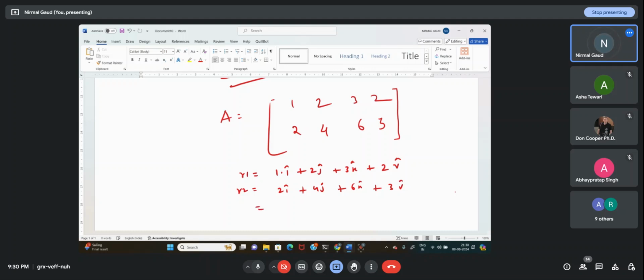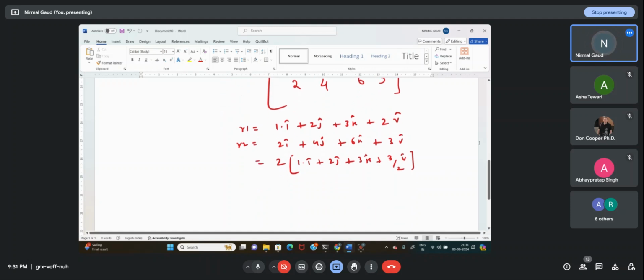If I take 2 common from row 2, it will be 1 i cap plus 2 j cap plus 3 k cap plus 3 by 2 v cap. If it would not be like 3 by 2, if it is like 2, then this complete vector can be obtained by taking just 2 common.